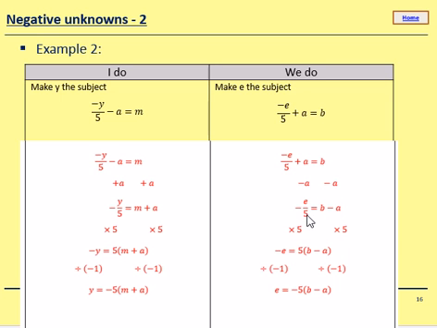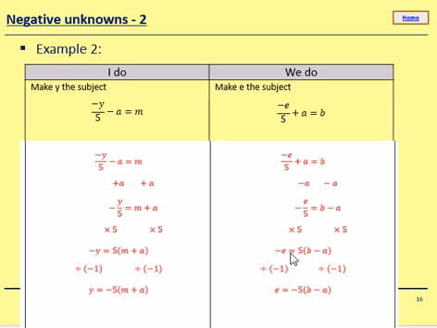Then, to get rid of the 5 on the bottom of the e, we're going to times by 5, do the opposite. So we get negative e equals 5 bracket b take away a. Remember, you could expand the brackets at this stage. You can do that if you're curious to see what it looks like. It might actually make more sense to some of you if you expand the brackets and then see how that affects your answer too.